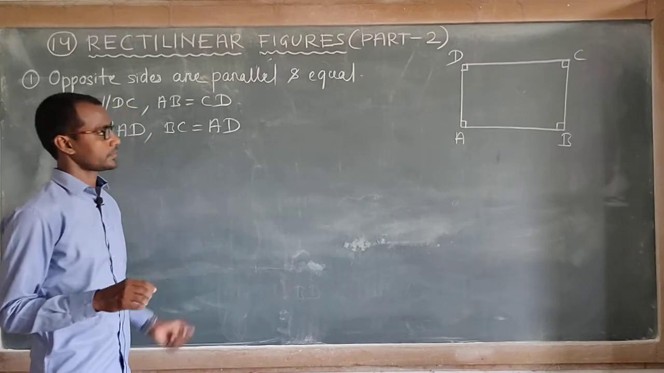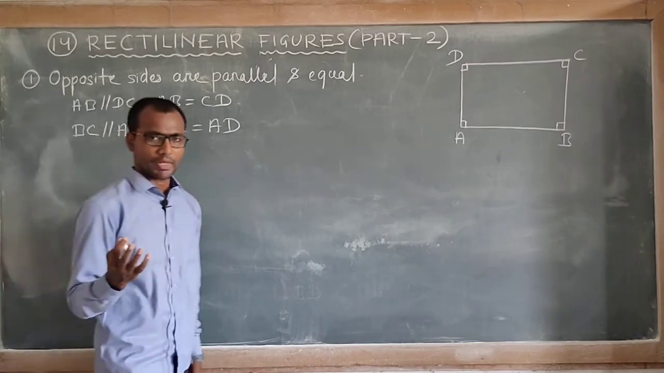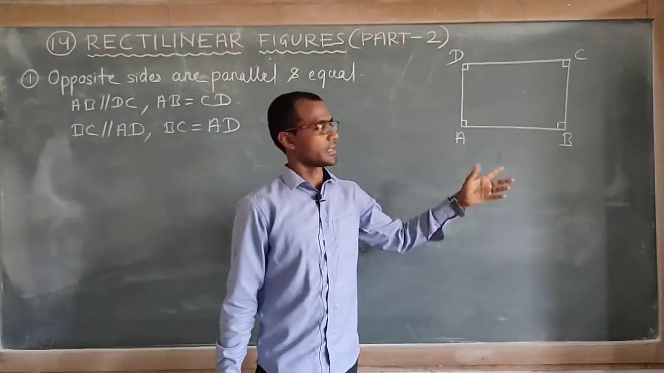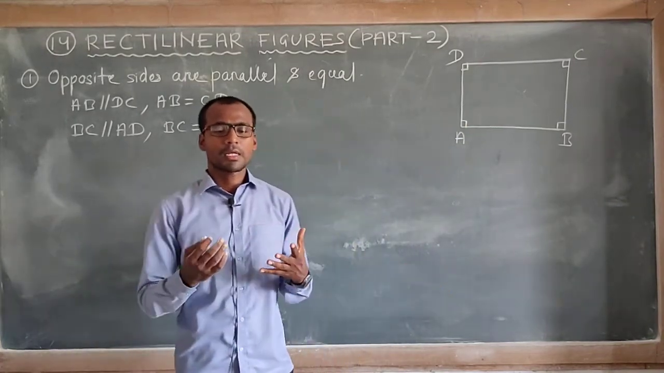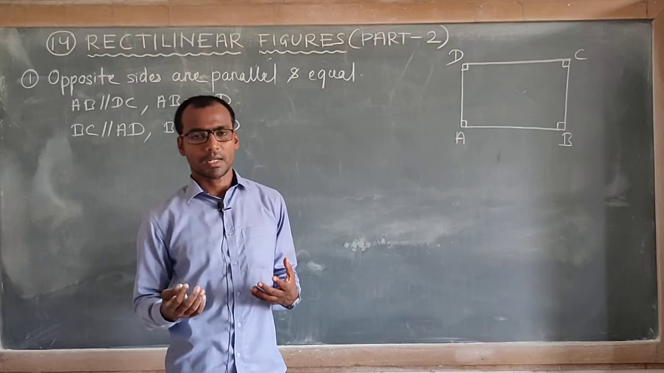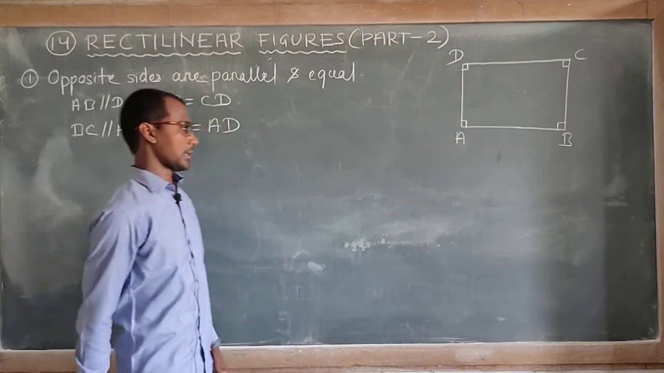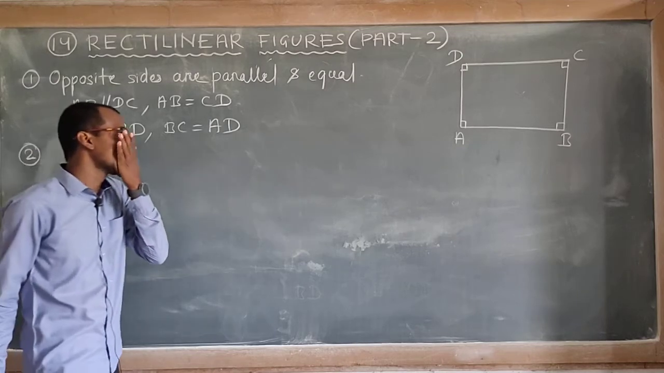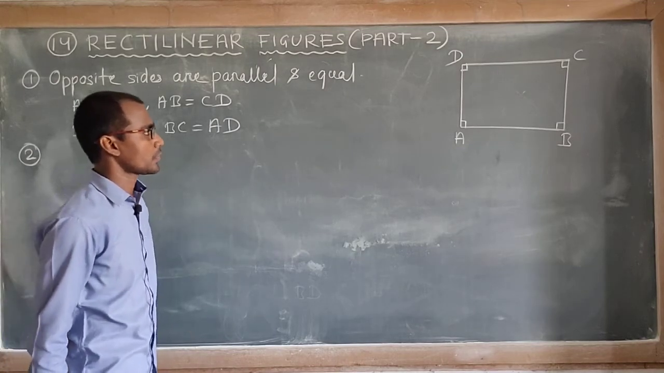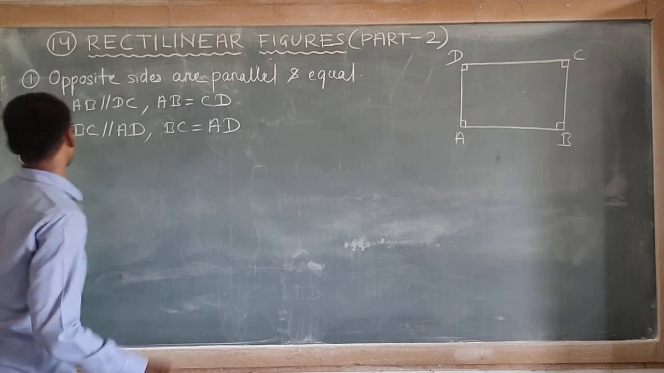Next we move to angles. We don't need to mention because each angle is 90 degree. You can see 90, 90, 90, 90. That means all the angles are equal. So do not take it as a property of a rectangle. It is the definition of a rectangle. Number 2 property. Now let us move to diagonal.